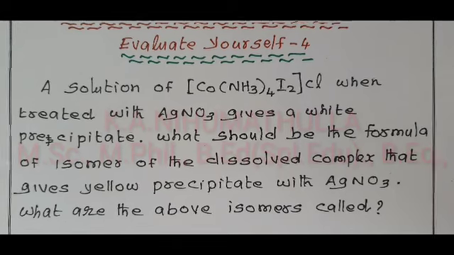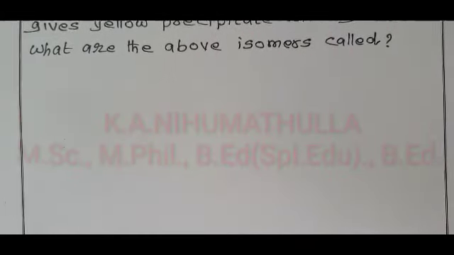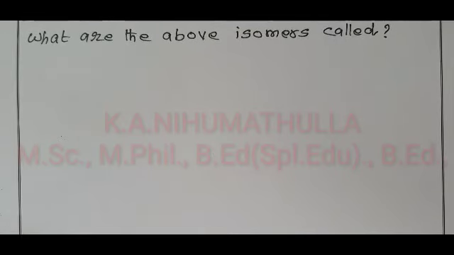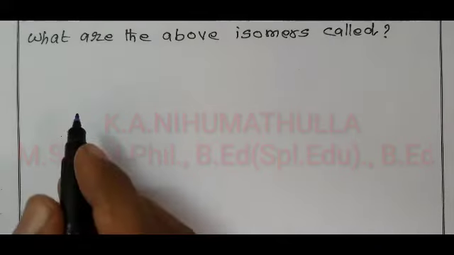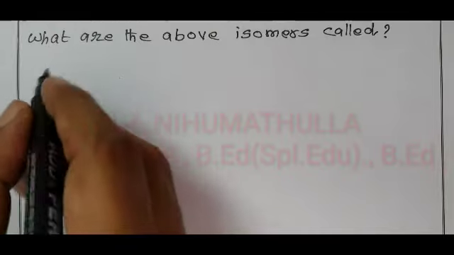So, before we solve this problem, first we should know the qualitative analysis of halide ions. How to confirm chloride, bromide and iodide radicals using silver nitrate solution.